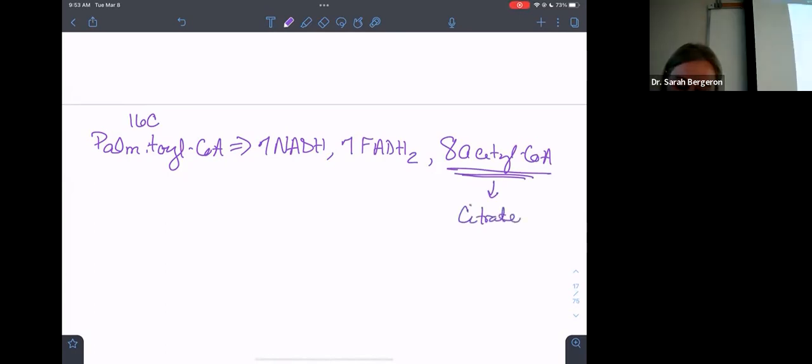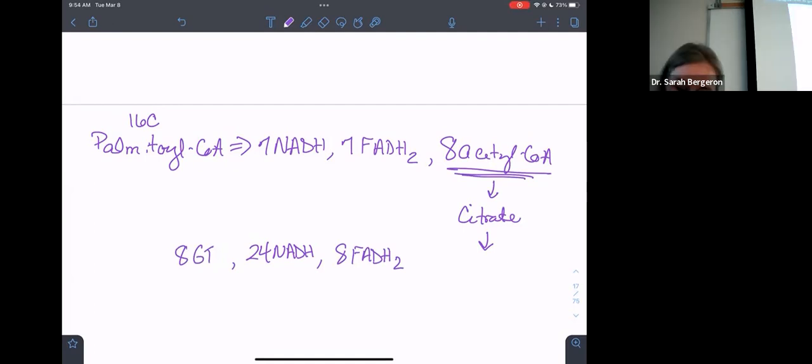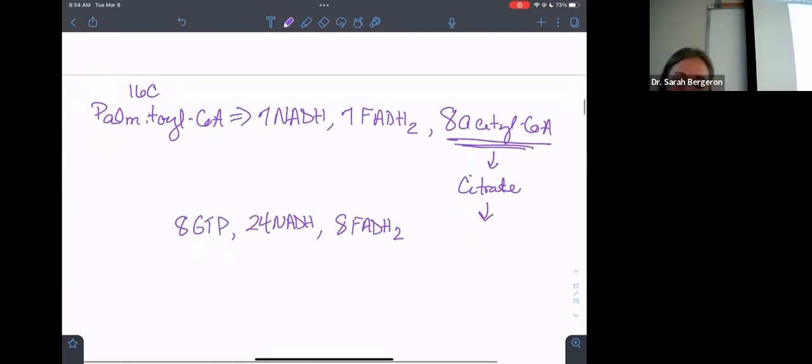So citrate is going to generate from those 8 acetyl-CoA what? We'll say 24 NADHs. I'm just lining them up. Then 8 FADH2s. And we'll say 8 GTP, not GTA, GTP. And from these GTP we're going to get 8 ATP.